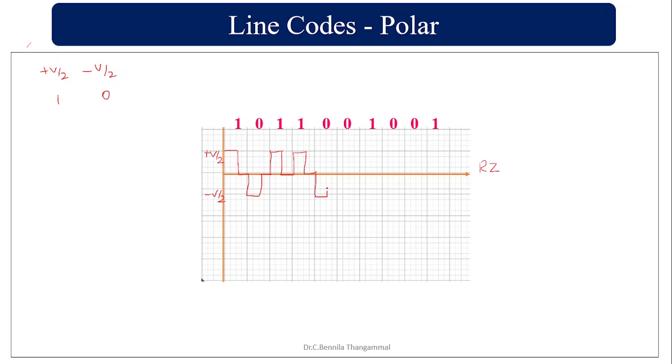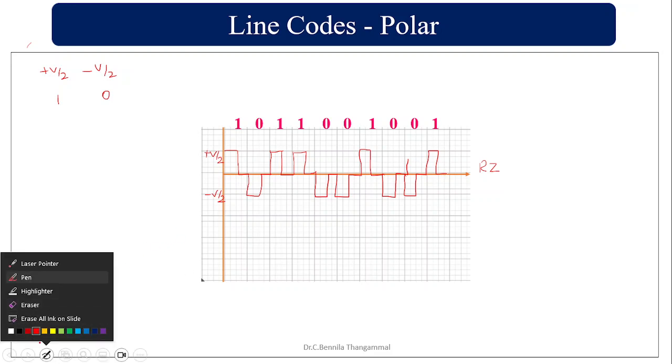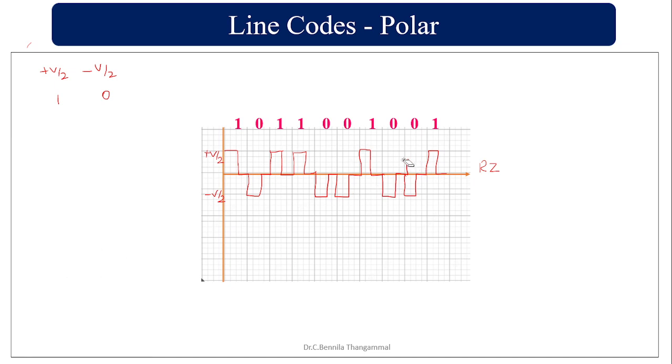0, so minus V by 2, return to 0. Then 0 again, so minus V by 2, return to 0. It is 1, so plus V by 2, return to 0. 0, minus V by 2, return to 0. 0 is minus V by 2, return to 0. Then it is 1, so plus V by 2, return to 0. So this is your return to 0. Now we'll see the non-return to 0.